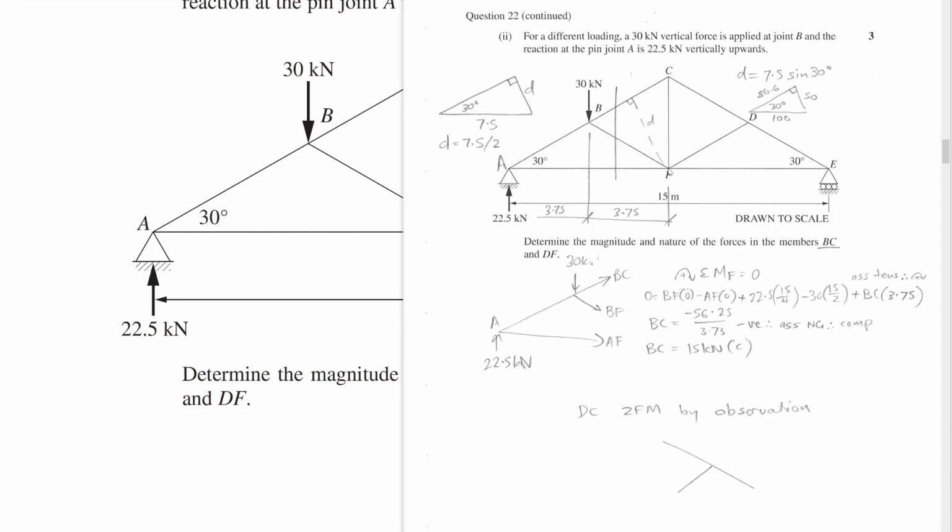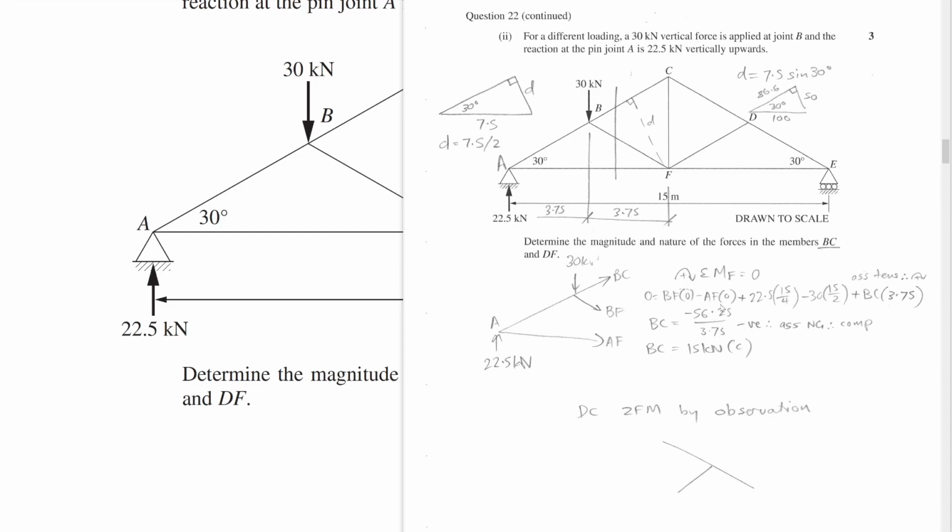We're going to take moments about point F. By doing so, we take BF multiplied by 0 and AF multiplied by 0, and we just ignore them. That's the beauty of moments. That's the reason why we use moments: we can just ignore them. They just disappear, right? Anything multiplied by 0 is 0, and they disappear.